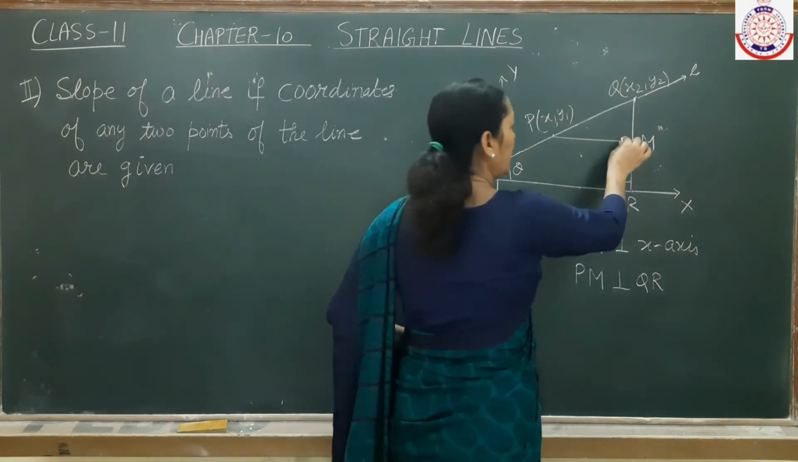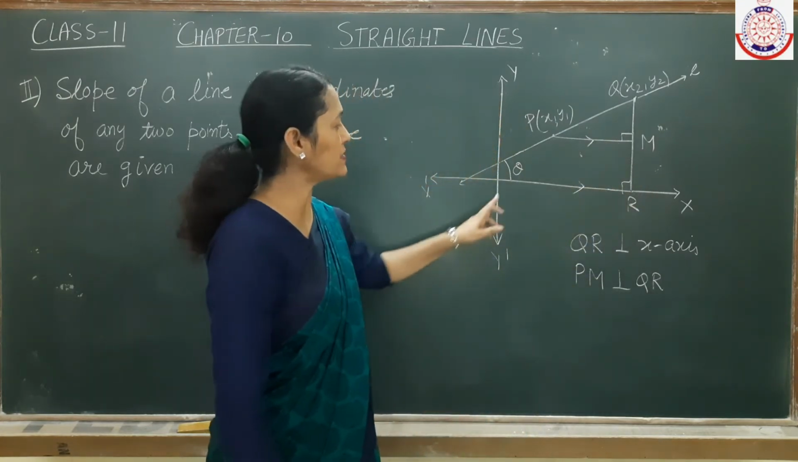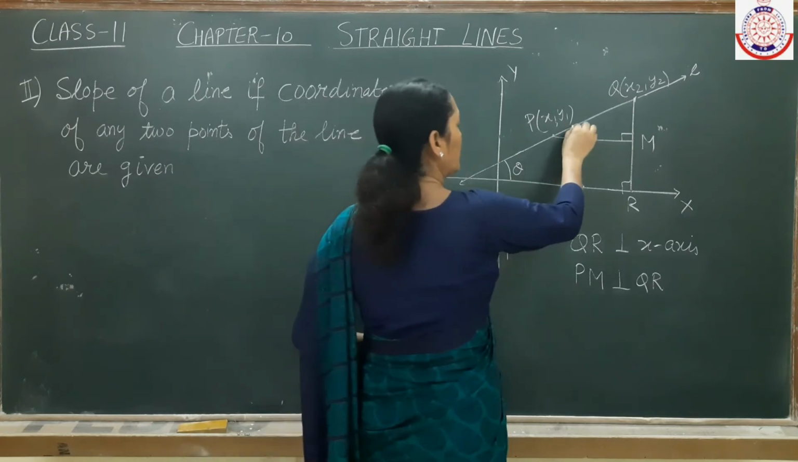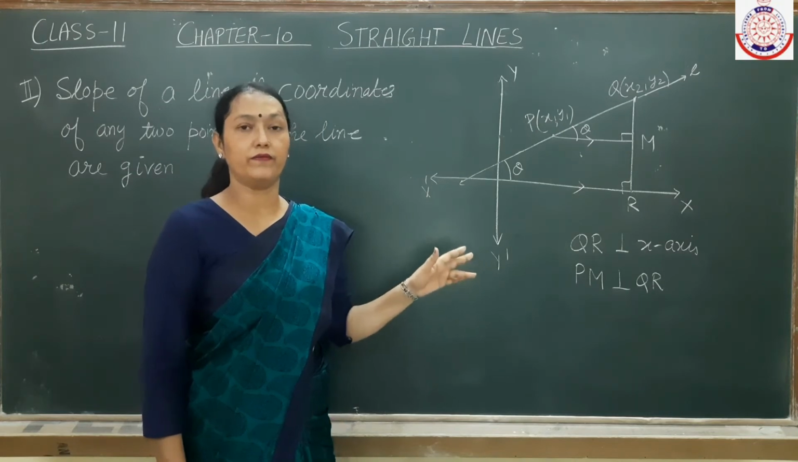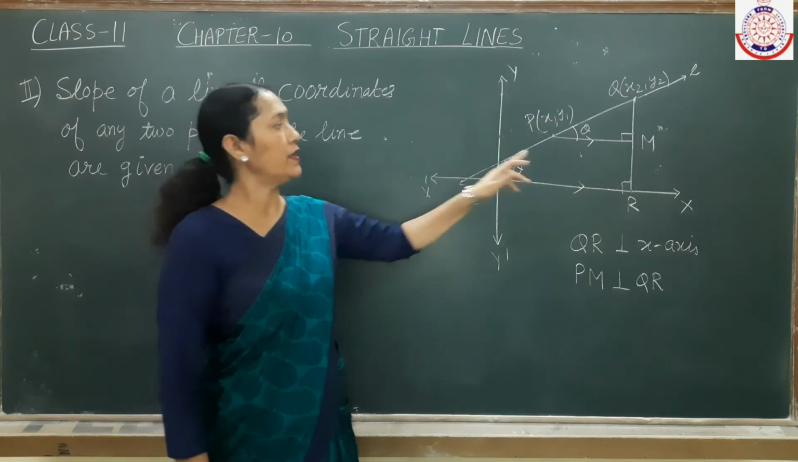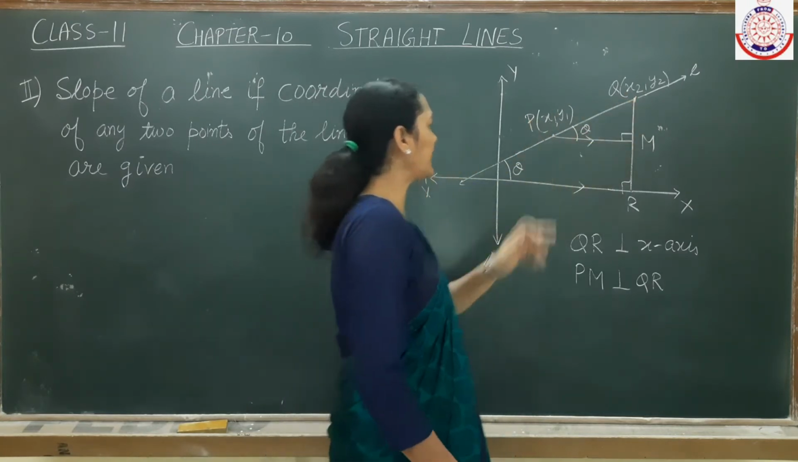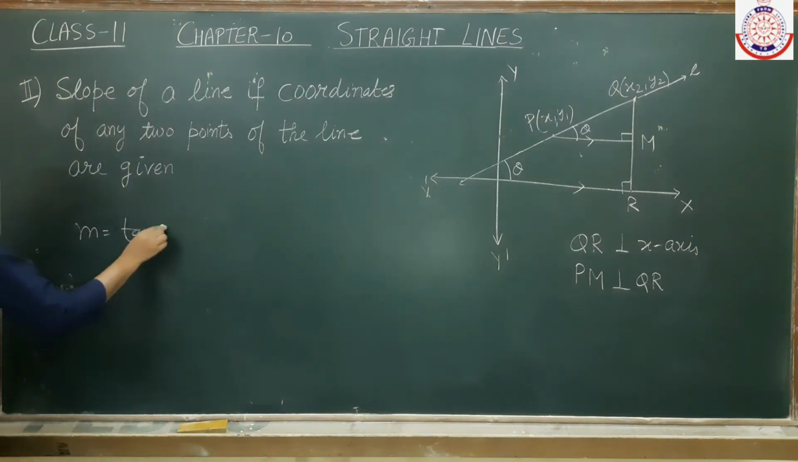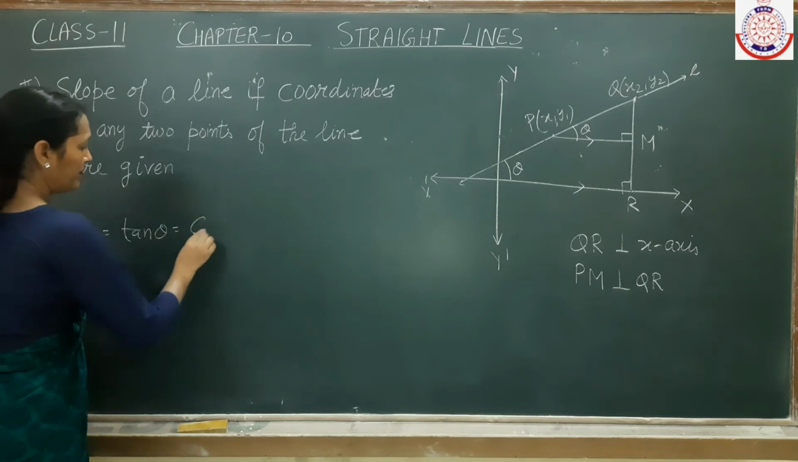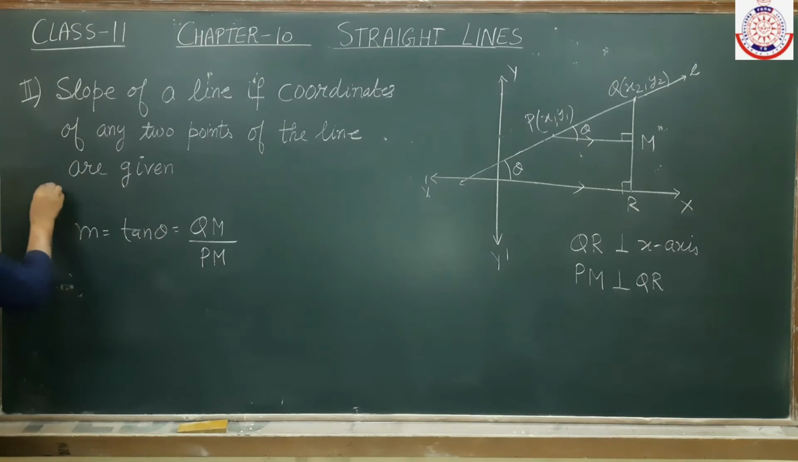If these two angles are 90 degrees, that means the lines are parallel. If lines are parallel, the angle corresponding to this will also be theta. Now for finding slope, you have to find tan theta. Tan theta means perpendicular upon base. So for triangle PQM, we can write slope, tan theta, is equal to QM upon PM. And this is the case when theta is acute.